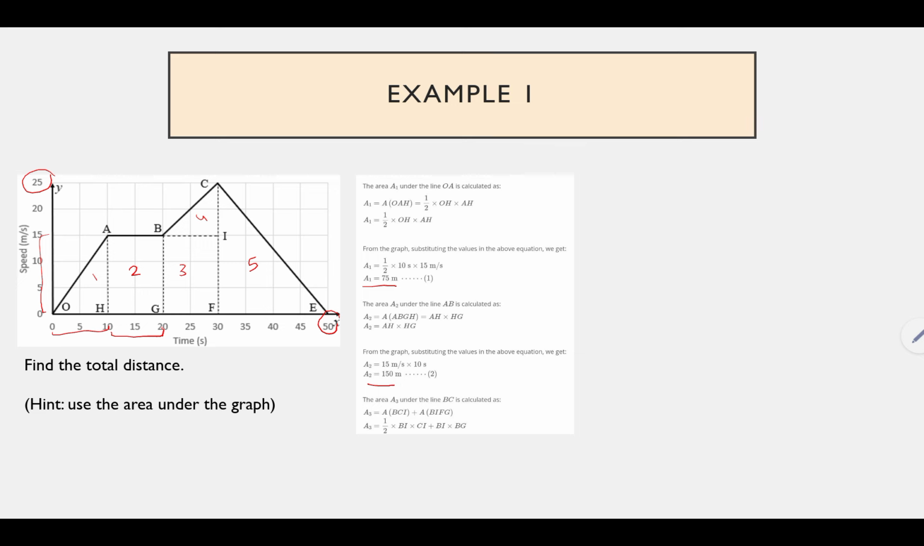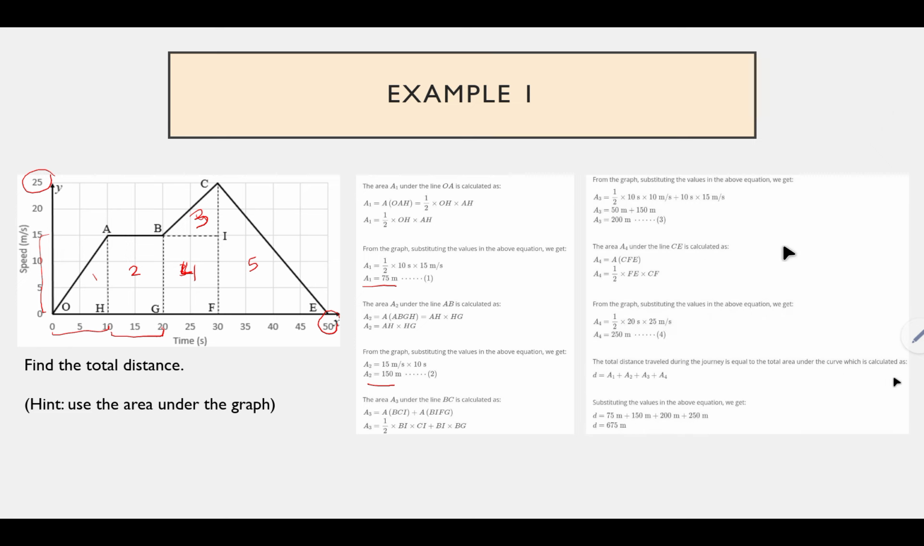For the third part, I think they did this as number 3 and this is number 4, so we don't get confused. So number 3, which is the top triangle, half times base times height. And number 4, which is down, it's a rectangle. And number 5 is a triangle. We're going to follow the same thing until we get all the answers. When I have all the answers, I will just add them all together. My final answer, 675 meters, because we're getting the distance.